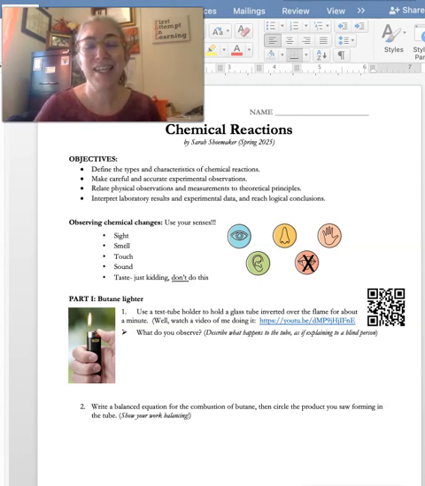Hi folks, in this lab activity, ideally you would be performing these 4 different chemical reactions so that you could use all of your senses: sight, smell, touch, sound, and taste, except that we don't use taste in chemistry because it's not safe to taste chemicals that we don't know what they are. But those other 4 senses we can use to make observations.